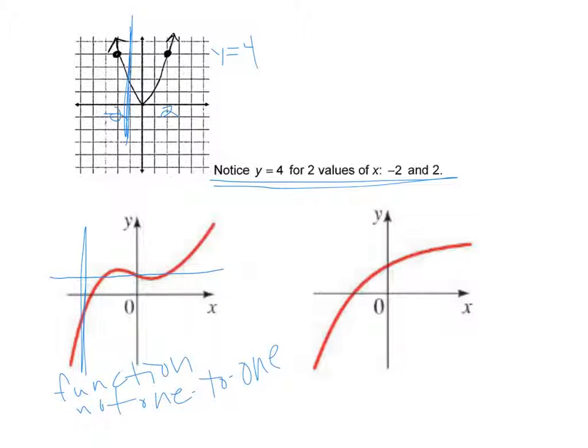For the last graph, a vertical line passing across would only touch the graph at one spot at a time, and a horizontal line passing up and down would only touch the graph at one spot at a time. So it is a one-to-one function.